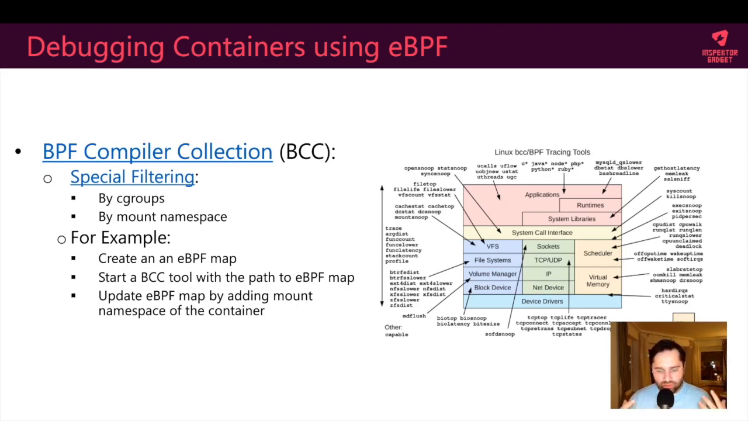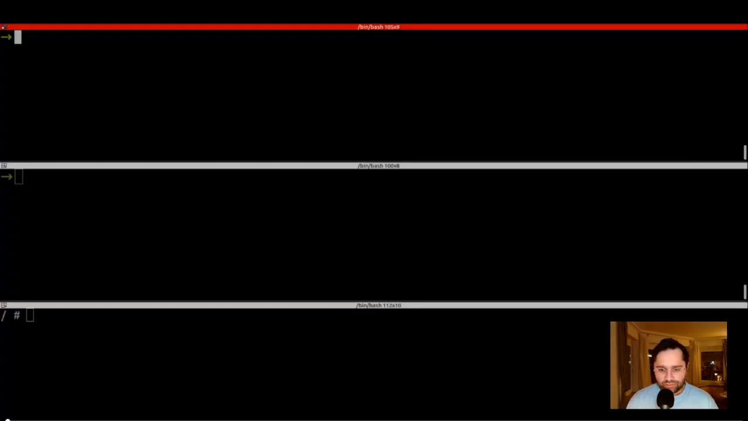In terms of the workflow of the tool, with this filtering, you first have to create an eBPF map. You can think of an eBPF map as a data structure shared between user space and the kernel, and an eBPF program can look into this data structure, read values from there, and then make decisions based on that. In our case, it will look up the mount namespace and then filter events just for a specific container.